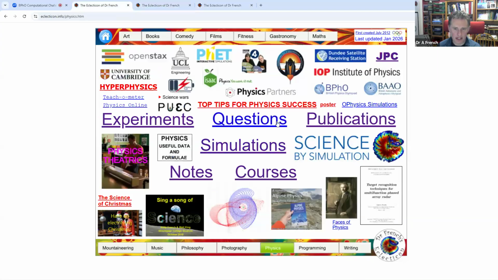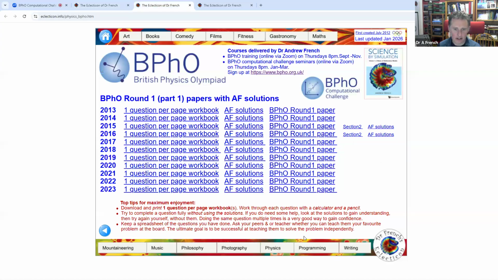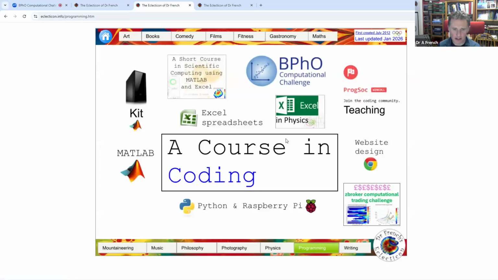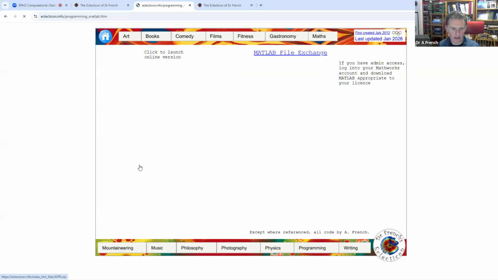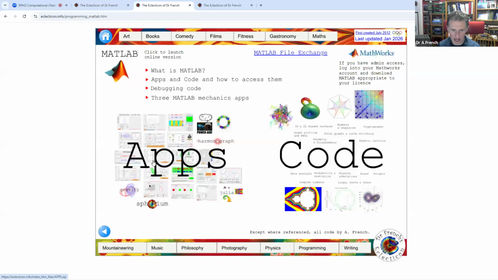So this is the Eclecticon, eclecticon.info. And if you go to the programming page, for example, there's a course in coding. You can get stuff on Excel, on MATLAB, on Python. And if the MATLAB one, you can click on apps or code, and you'll get a sort of several 100 megabyte zip file, and you can download everything.